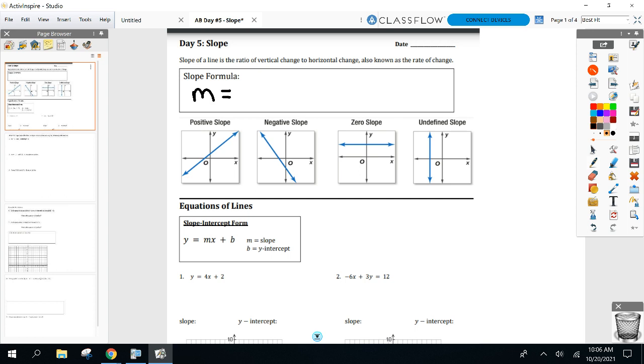Anybody remember how to find it? There's a little formula with Y's and X's going. Romeo? X2 minus X1. That's on the bottom. On top is your Y's. Yes, change in Y. So Y2, your Y coordinate subtracted over your X coordinate subtracted. That's your slope formula. That's how to find slope. So take two Y coordinates, subtract them, take their X coordinates and subtract them.